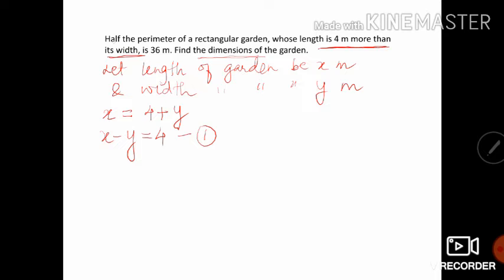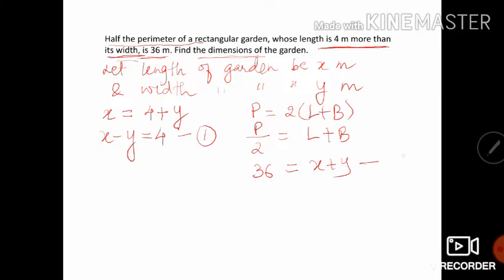To get the second equation, read the remaining part of the question. Half the perimeter. Perimeter of a rectangle is given by 2 times length plus breadth. So half the perimeter will be p upon 2 equal to length plus breadth, and it is given that half the perimeter is 36. So that is equal to x plus y. So we have our second equation.